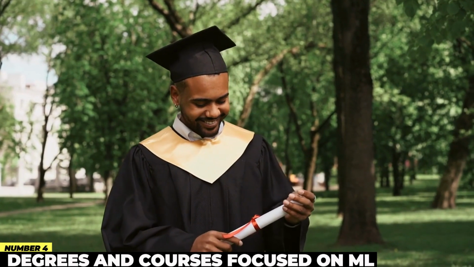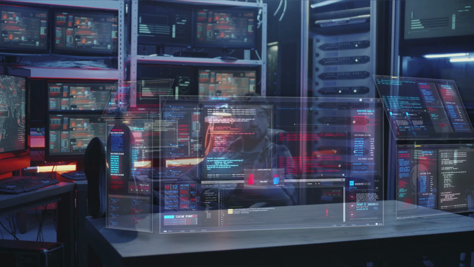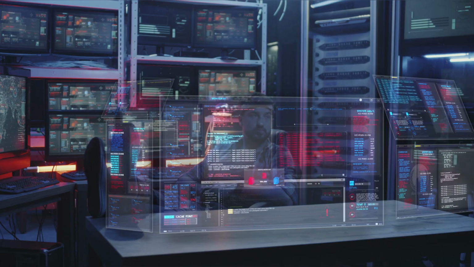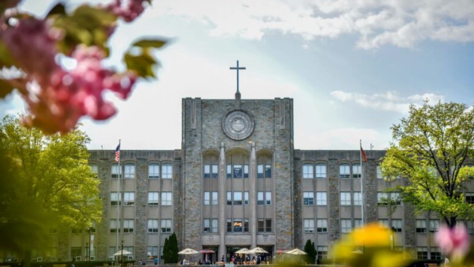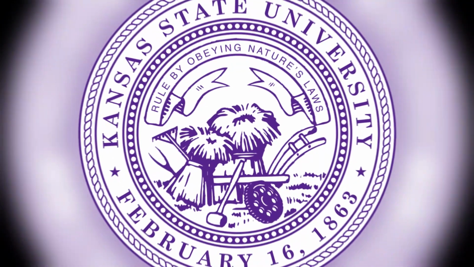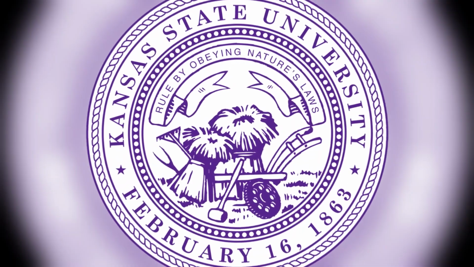Number 4. Degrees and courses focused on machine learning. Nowadays, many educational institutions offer courses that are more specifically designed to cover ML and artificial intelligence knowledge, given the remarkable growth of these technologies. For instance, St. John's University in Queens, New York, offers a bachelor's degree in computing and machine learning, while Kansas State University offers an online bachelor's degree in machine learning and autonomous systems.